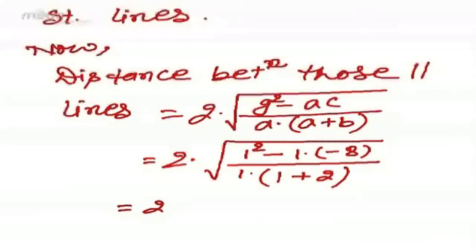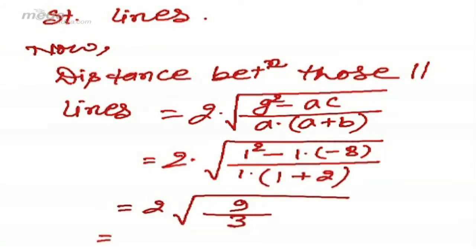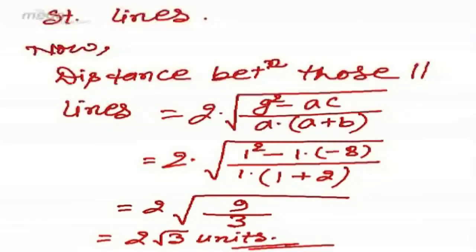So it becomes root under 1 minus 1 into minus 8, that is plus 8. So it becomes 9 divided by 3. So it becomes 2 root 3. And hence 2 root 3 units will be the distance between those parallel lines.